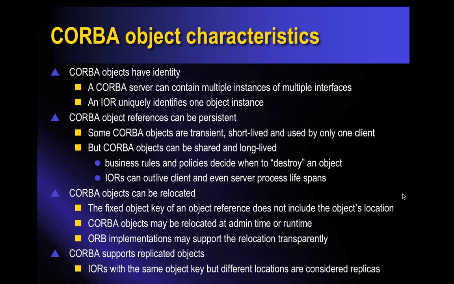The objects themselves can be relocated. Well, so can RMI, which is loaded at a different location. So the fixed object key on an object reference doesn't include the object's location. So the key itself is location independent, not dependent on it. CORBA objects may be relocated at admin time or run time, and might support relocation transparently. So CORBA supports replicated objects, which we don't have in RMI. We don't have any replicated objects. So what is a replicated object? It's more than one instance of the object that's doing the same thing that's located on a different server.